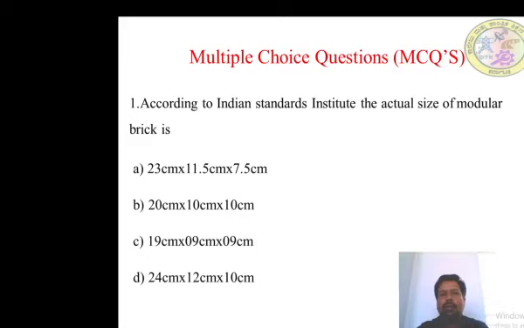Next, multiple choice questions. According to Indian Standard Institute, the actual size of a modular brick is: 23 centimeter by 11.5 centimeter by 7.5 centimeter; 20 centimeter by 10 centimeter by 10 centimeter; 19 by 9 by 9 centimeter; or 24 centimeter by 12 centimeter by 10 centimeter. So the answer is C, 19 centimeter by 9 centimeter by 9 centimeter.